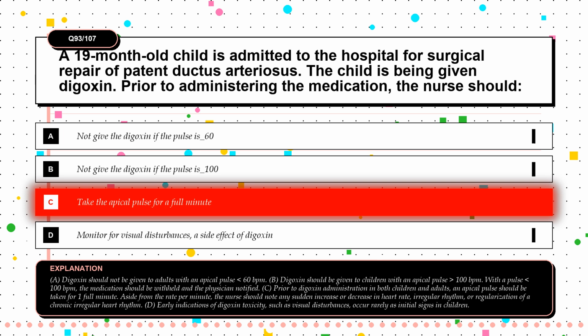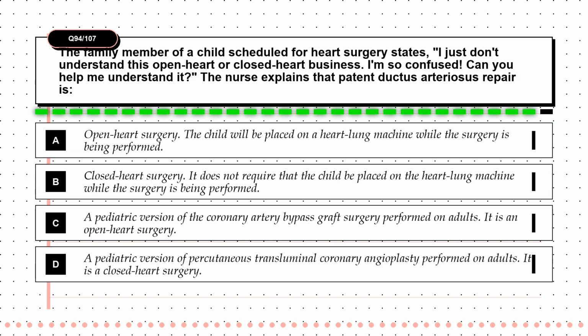The early indications of digoxin toxicity, such as visual disturbances, occur rarely as initial signs in children. Question 94. The family member of a child scheduled for heart surgery states, "I just don't understand this open heart or closed heart business. I'm so confused. Can you help me understand it?" The nurse explains that patent ductus arteriosus repair is.